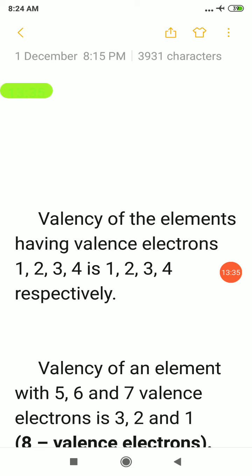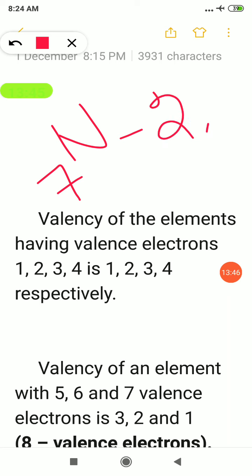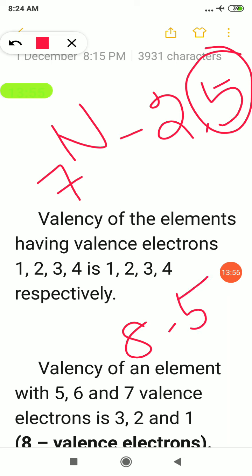But if the element possesses 5, 6, 7 valence electrons, for example nitrogen, its atomic number is 7, so its electronic configuration will be 2,5. It has 5 valence electrons, so its valency is not 5. What we do is 8 minus valence electrons, 8 minus 5, that is equal to 3, so the valency of nitrogen is 3. So a nitrogen atom can form 3 bonds with another species.